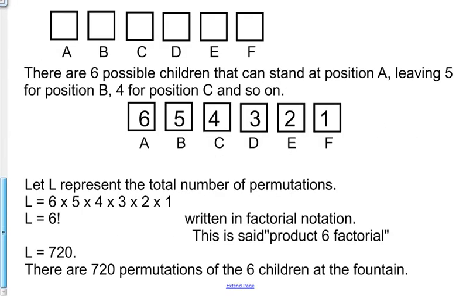So we can let L represent the total number of permutations. L is equal to 6 times 5 times 4 times 3 times 2 times 1. Written in factorial notation, this would be 6 factorial. You can plug the factorial into your calculator using that fancy exclamation point button, or you can plug it in longhand, which works out to 720. So there are 720 permutations of the 6 children at the fountain.